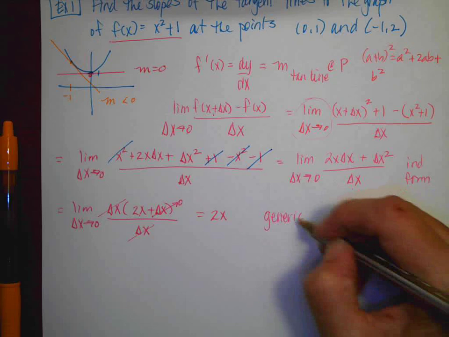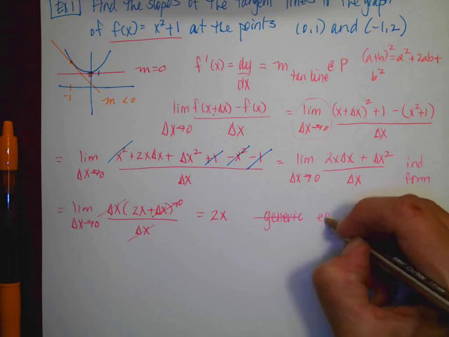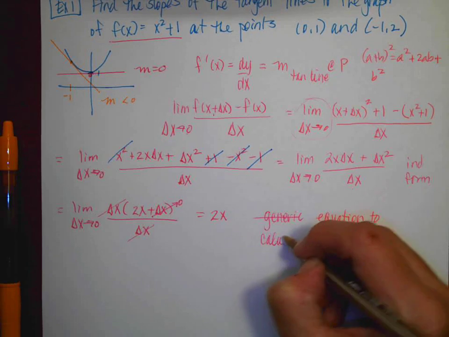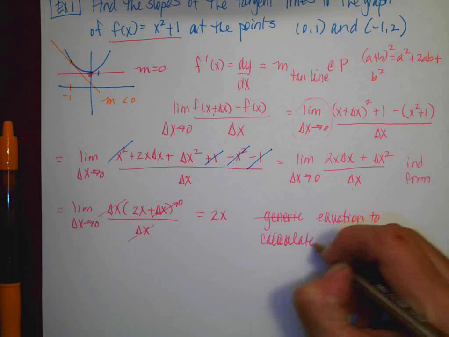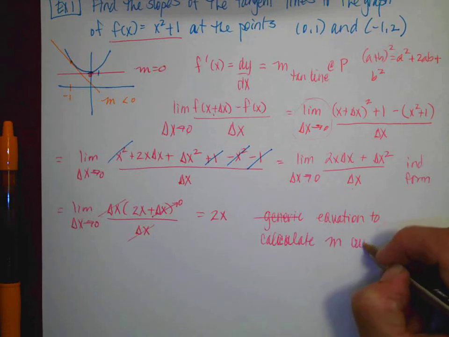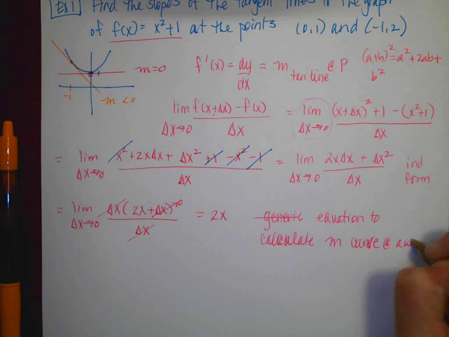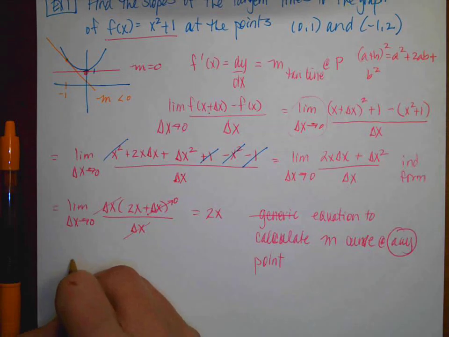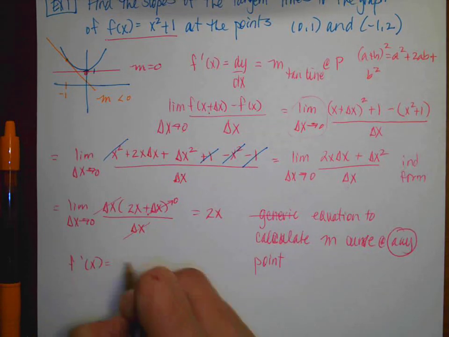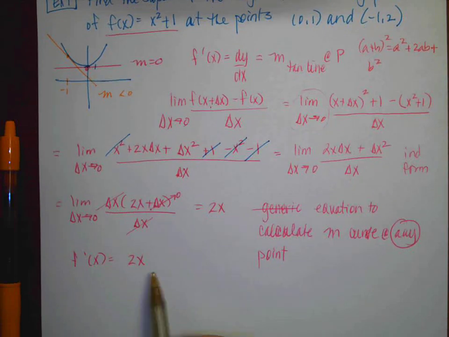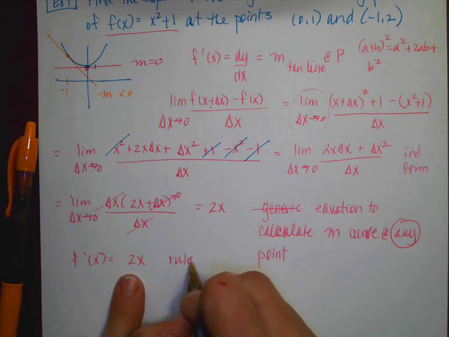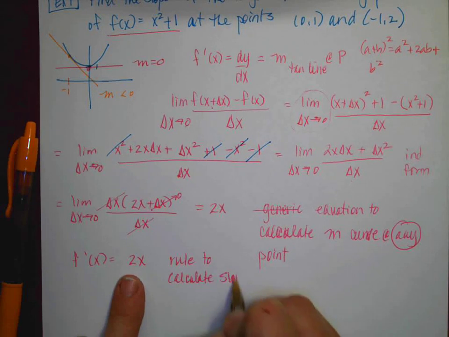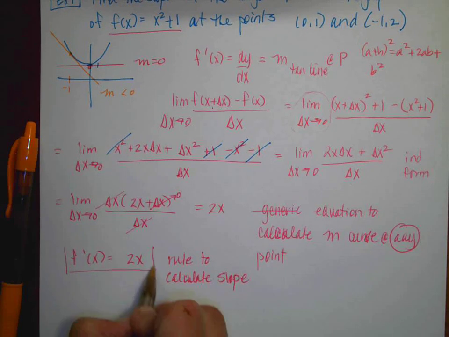I have found a generic, actually it's not very generic, I have found an equation to calculate the slope of the curve at any is the keyword, point. So by using that, the derivative f prime of x is equal to 2x. That means that this is the rule to calculate slope. Okay, so we found the derivative.